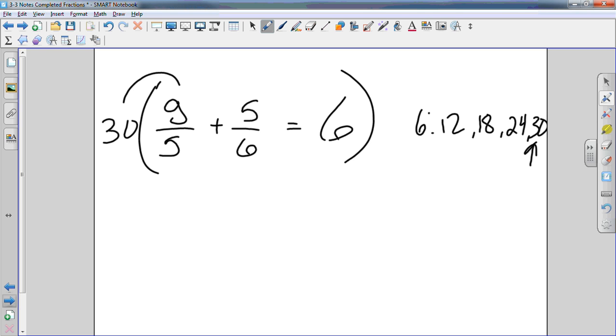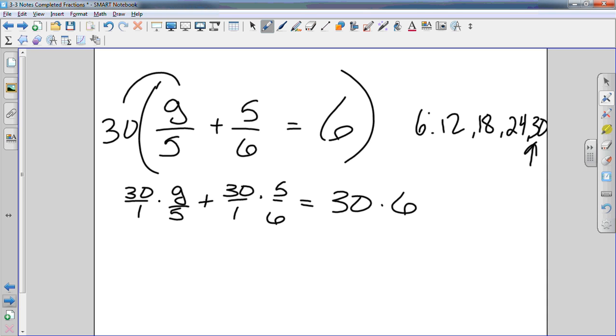And now distribute. So I have 30 over 1 times g over 5 plus 30 over 1 times 5 over 6 equals 30 times 6. I want to show you, I'm going to highlight where I put my 30 into each term. It's just 30 over 1 times 6 over 1, so it's just 30. I didn't realize. That's okay.